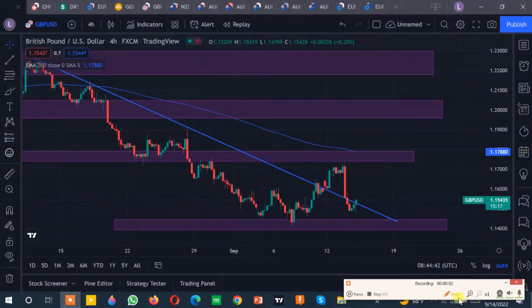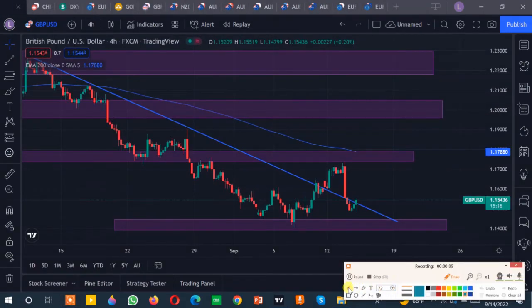It's a downtrend market. GBP JPY H4 chart, 4-hour chart.